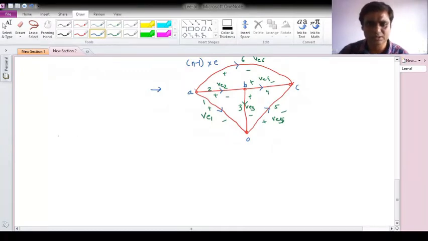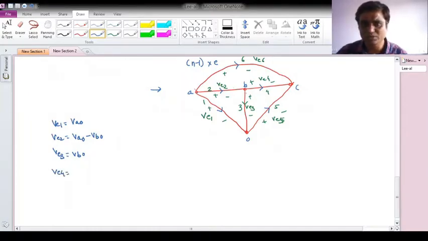So for that, what will be VE1? VE1 will be VAO simply, okay. What about VE2? The voltage between A and B: I will go from A to O and O to B. So what will this be? Going from A to O, VAO plus VOB, or in terms of VBO, it will be minus VBO. Similarly, what will be VE3? VE3 will be simply VBO, okay.